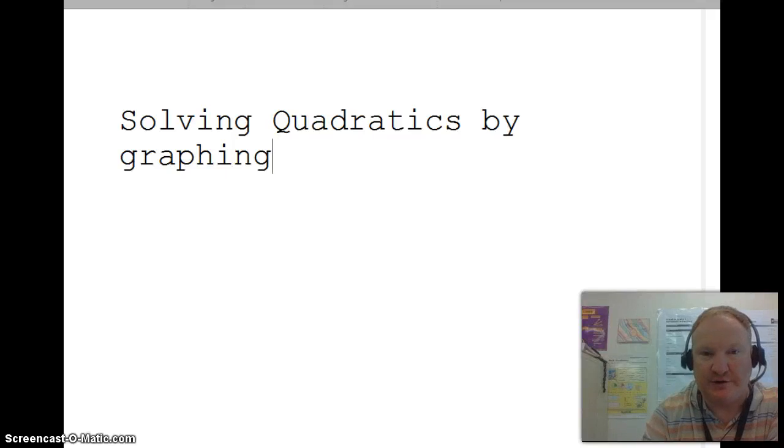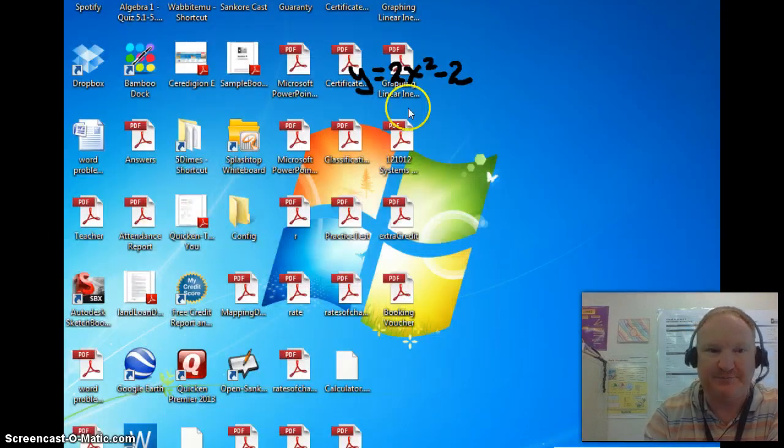Evening, everybody. Well, tonight we're going to take a look at solving quadratics by graphing. We're just going to take a quick look at how to graph again, and then take a look at where we look on the graph to find the solutions to a quadratic. Pretty straightforward, just a little extra practice. Make sure you have your notebooks ready, and we'll get started.